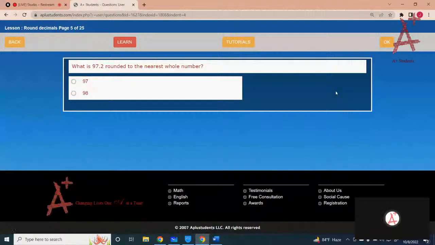Okay, the next one is what is 97.2 rounded to the nearest whole number? So 97.2 is rounded to 97 or 98. The digit that is right after the decimal is 2 and 2 is less than 5. So you need to round down. That means you have to round on the same digit. So you need to round on the same whole number. So it would be then 97. Very good.